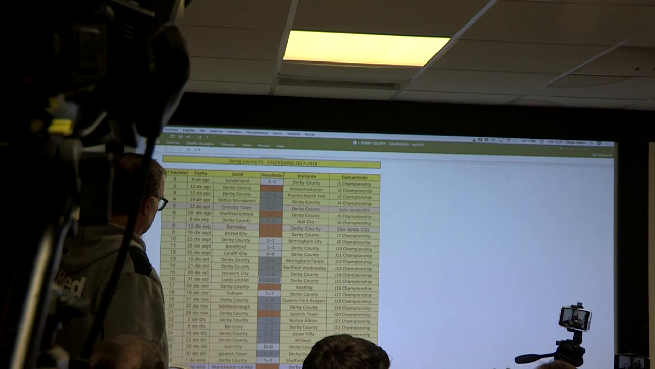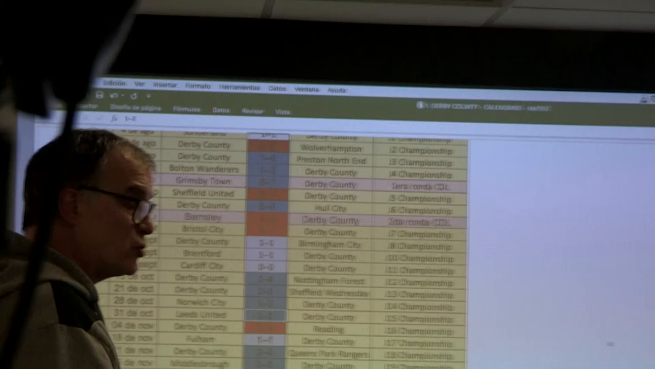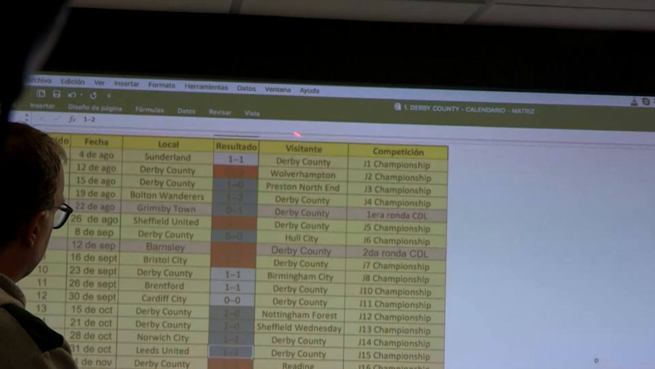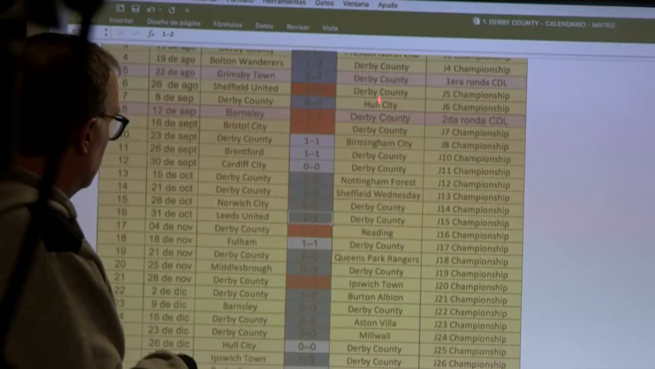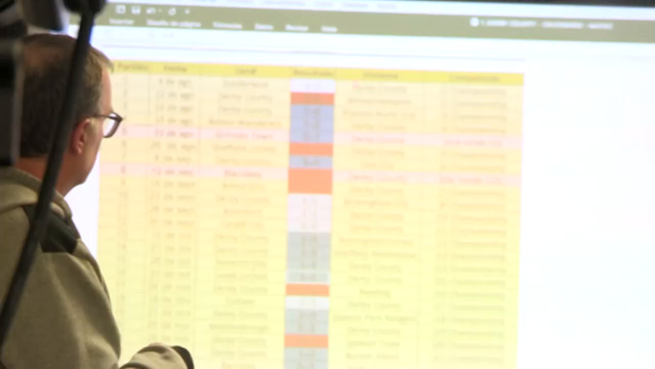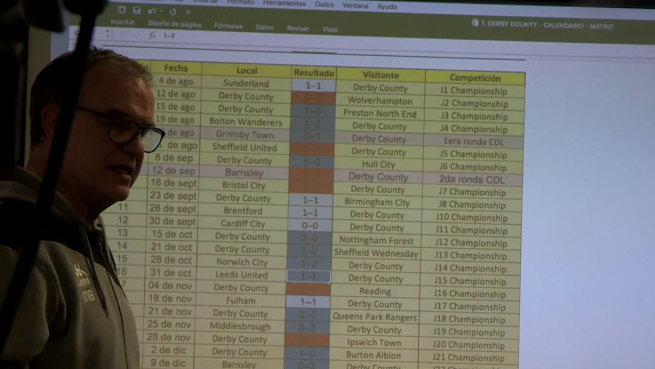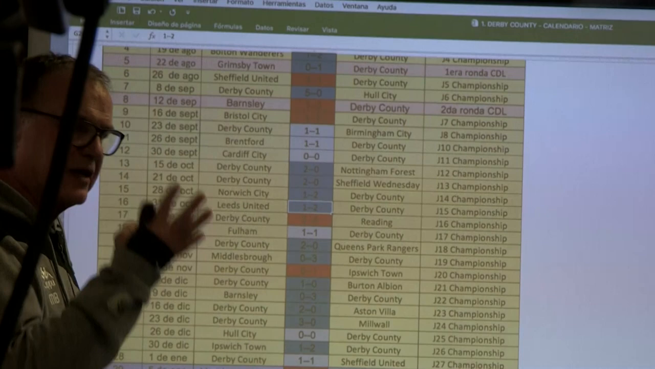We have watched all the games of each opponent for the whole 2017-2018 season. We watched 51 games of Derby County. The analysis of each game takes 4 hours of work.